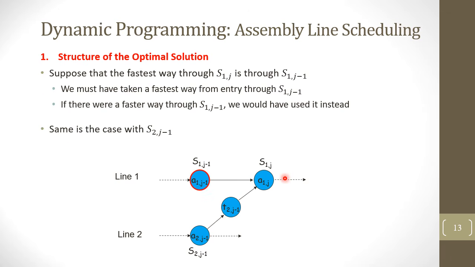Suppose the fastest way through the station was through the previous station on the same line. So we must have taken a fastest way from the entry point through to the previous station. If there were a faster way through this station, we would have used it instead. The same is the case with the previous station on the other line. So this problem exhibits the optimal substructure property.